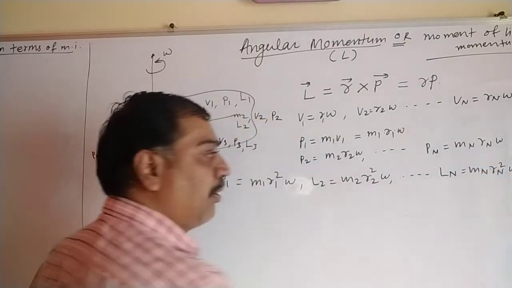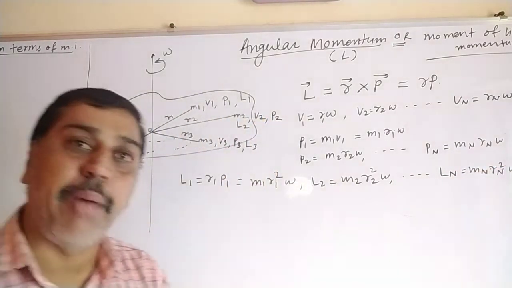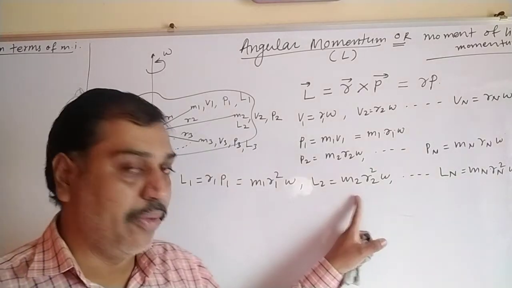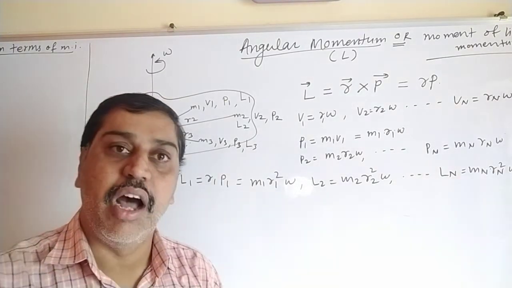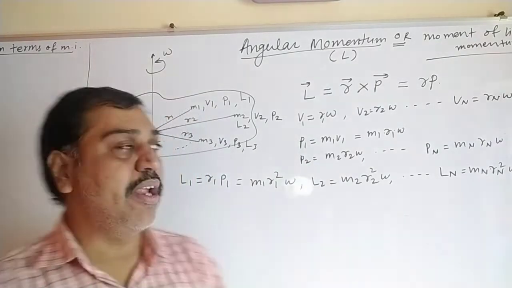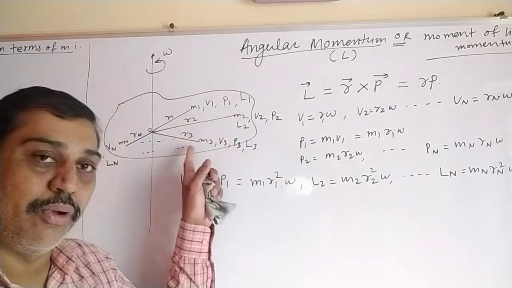So these are nothing but what? Angular momentum of each particle. First particle M1, it is L1 equal to this, L2 equal to this, so on up to Ln equal to this. Our aim is to find out angular momentum of whole body, and whole body consists of the masses M1, M2, so on up to Mn.